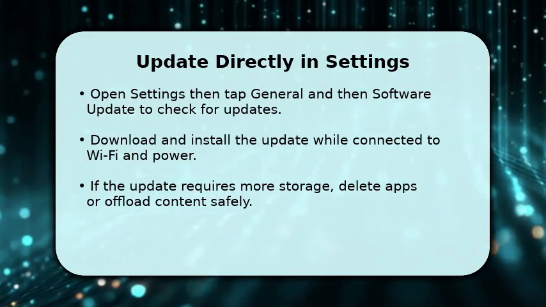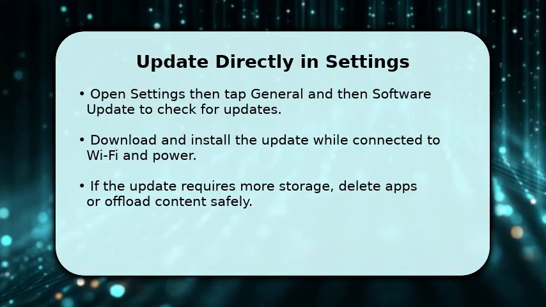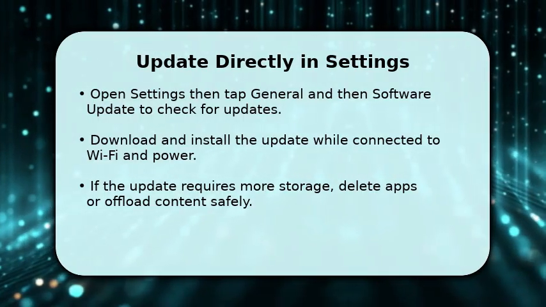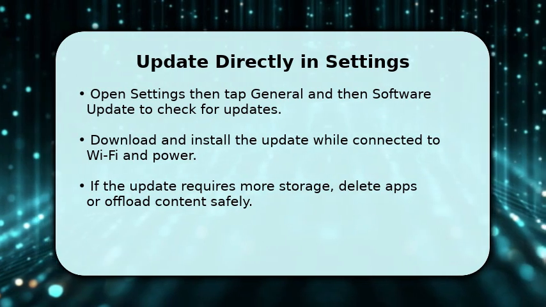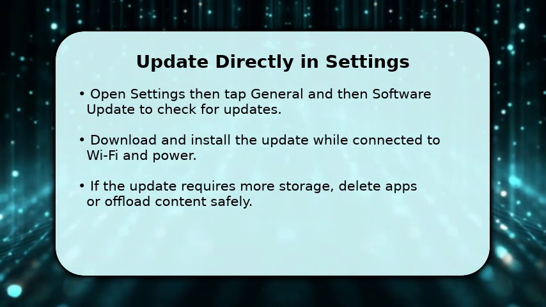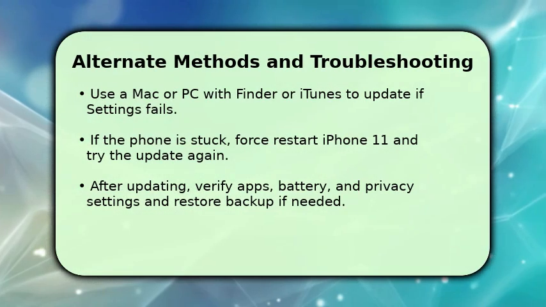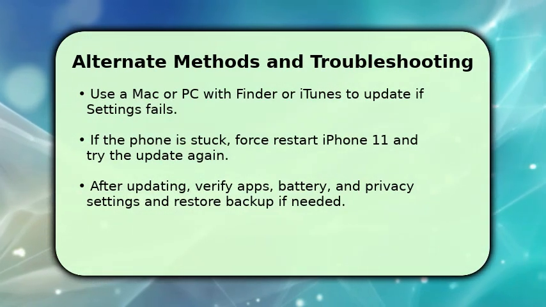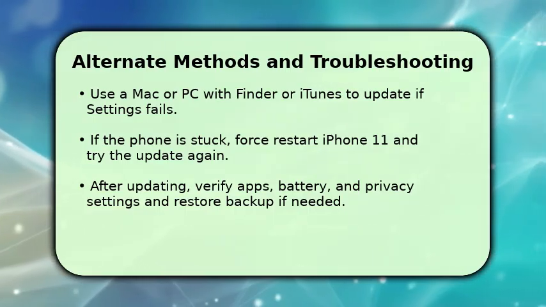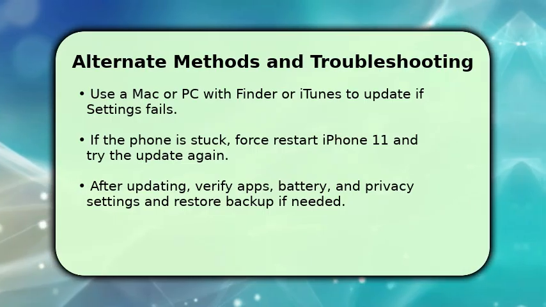If the update requires more space, offload unused apps or delete large videos and photos to free at least 2 GB. The phone will restart and display an Apple logo. If Settings fails, connect your iPhone 11 to a Mac or PC and use Finder or iTunes to install the update. Select your device, click Check for Update, then download and update to proceed through the computer.